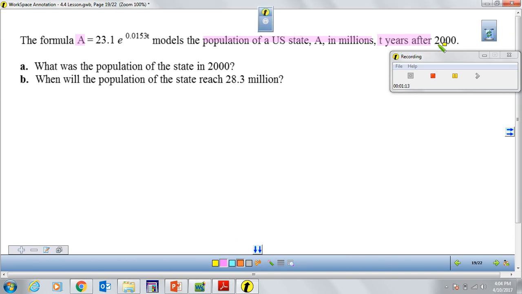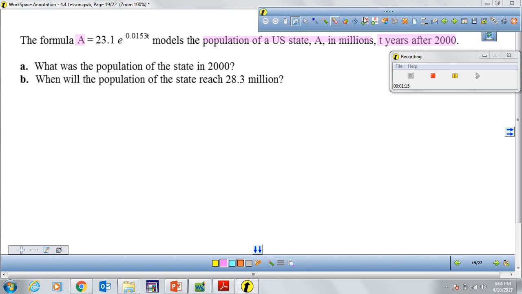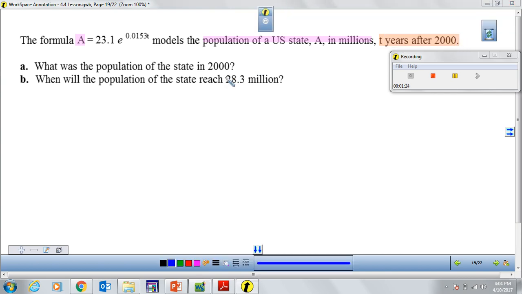after the year 2000. I meant to put this one in a different color. It's right here. So the T is the time, and the time is being counted starting at the year 2000 and after that. The question says, what was the population? You need to understand that what you're looking for is A, because over here A is the population. So what was the population of the state in the year 2000?